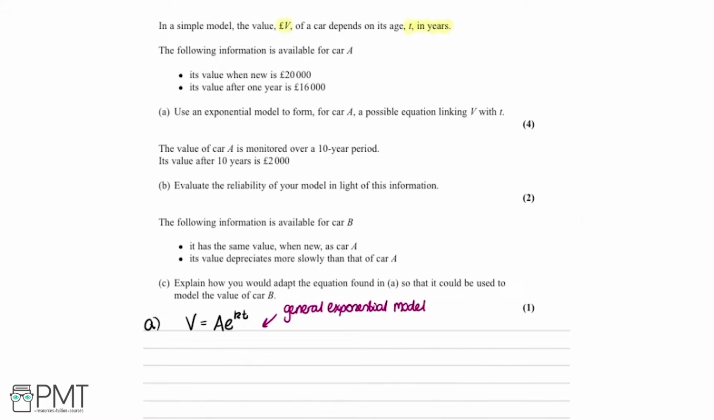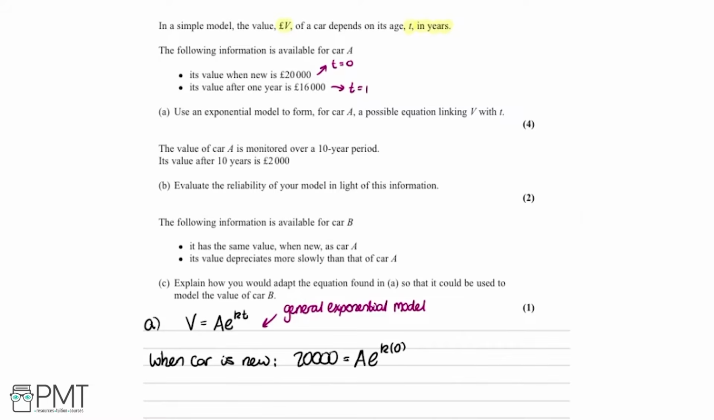Okay, so the value when it's new is £20,000. So when it's new, there's going to be no age in it. So then t is going to equal 0. And after 1 year, t is going to equal 1, because we know that t is measured in years. So use this information here. When car is new, we've got the 20,000 equals a e to the k multiplied by 0.